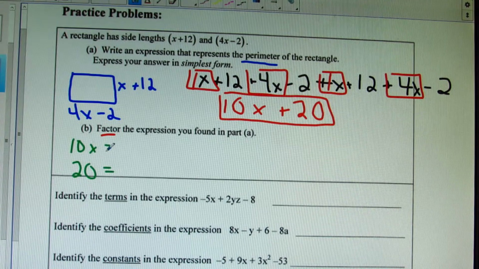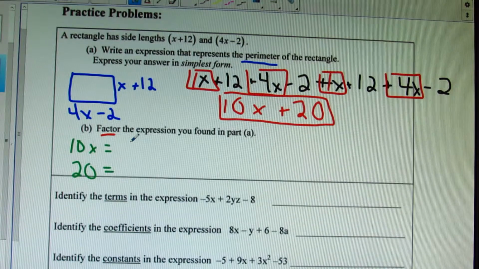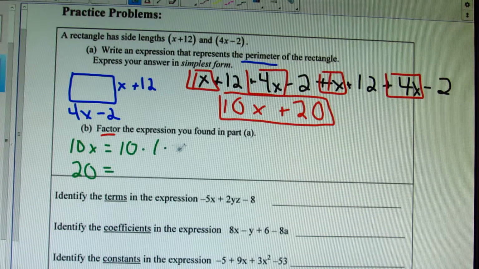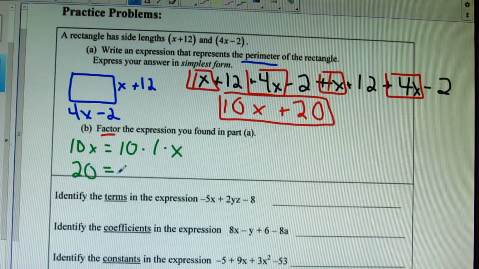And we wrote what multiplies to get these terms. Always start with the smaller number first. 10? Well, I can pick 10 times 1. I could pick 5 times 2. But I want to pick the largest number I possibly can. The largest number that also goes into 20 is 10. So I'm going to express 10x as 10 times 1 times x. 20 can also be represented as a product of 10 times 2.